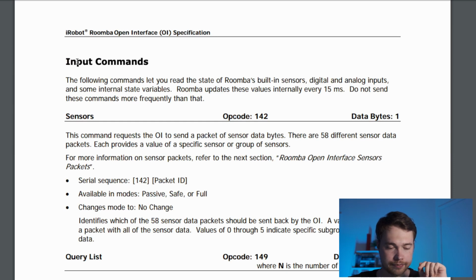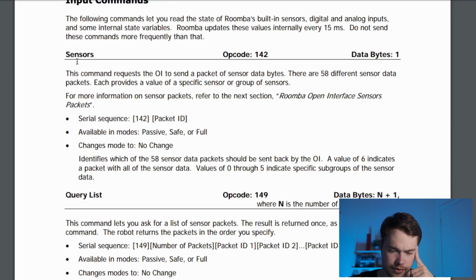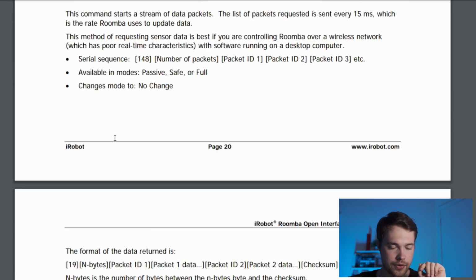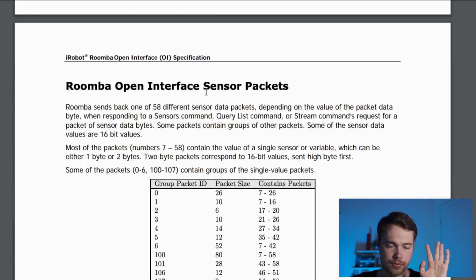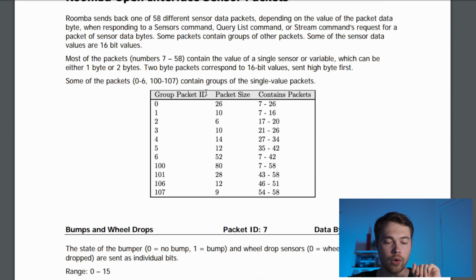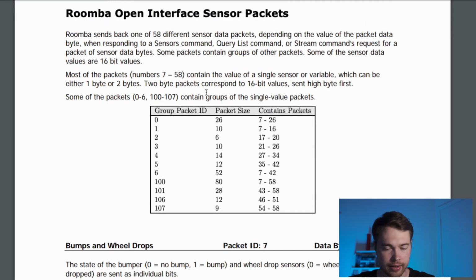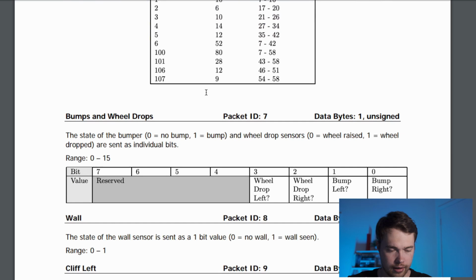Input commands, sensors. Okay, which sensors though? Oh, just sensors. Okay. Queue release, stream. Don't care about that. We'll talk about it later. Pause, resume stream. Okay. So let's talk about the sensors. What kind of sensors do we have here? Bumps and wheel drop. Okay.